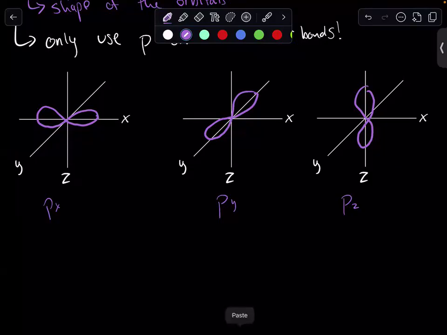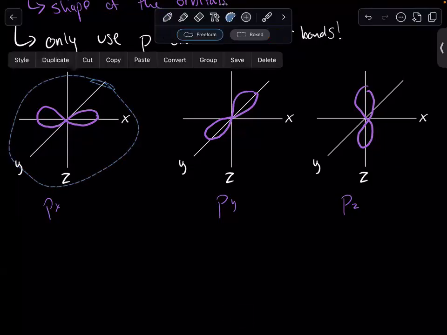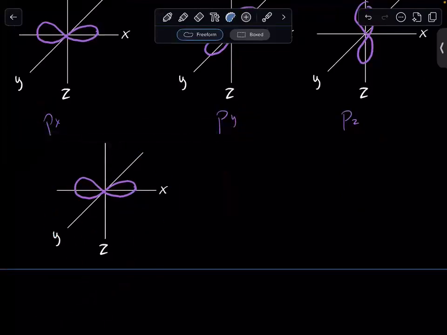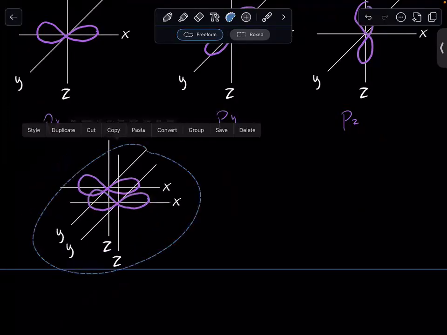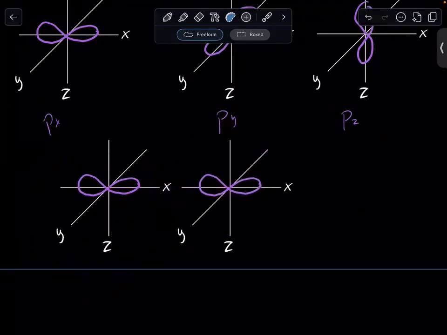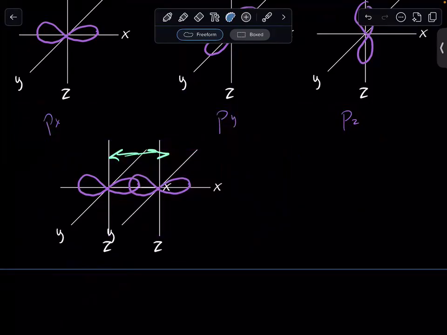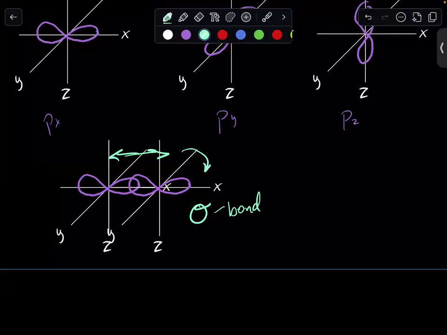So maybe we have a px orbital here, and we have, you know what, let's do a second p orbital. As these move together, we'll get some overlap. So we'll see that, and we get this overlap right here. And this would be our sigma bond. The beautiful thing about sigma bonds is they're not really locked in place. This whole thing can rotate and flip around because it's just on one axis.